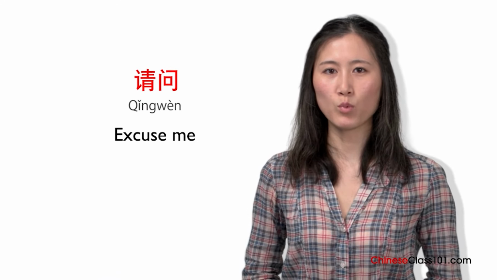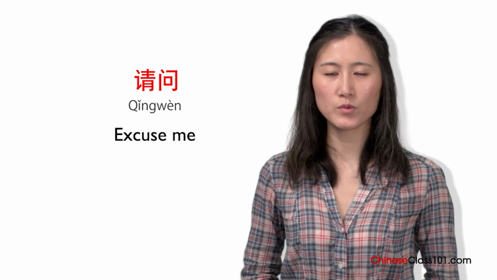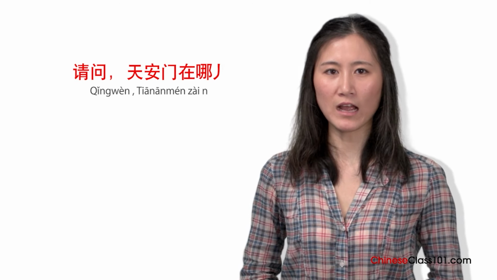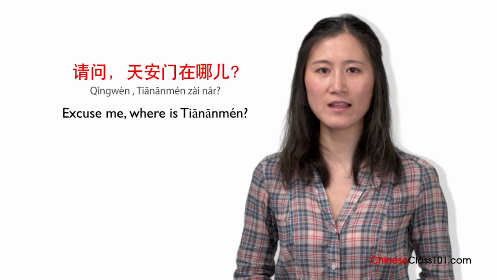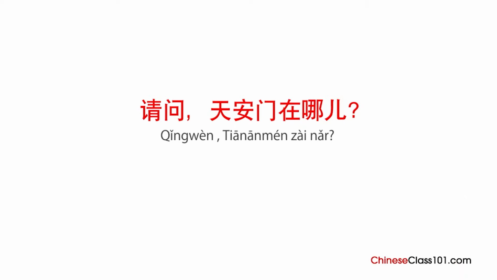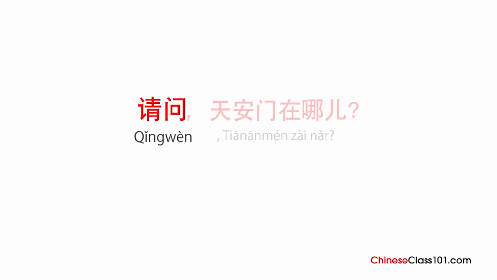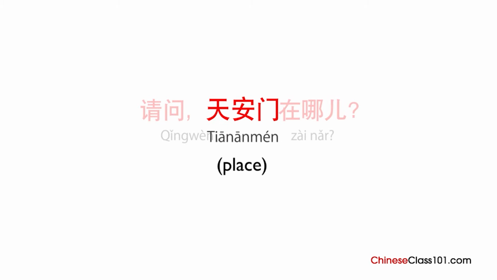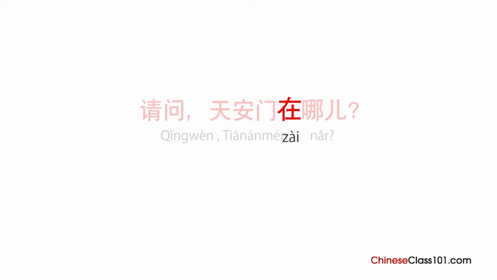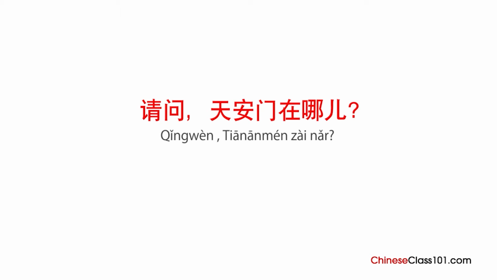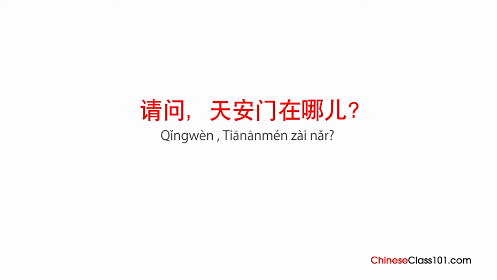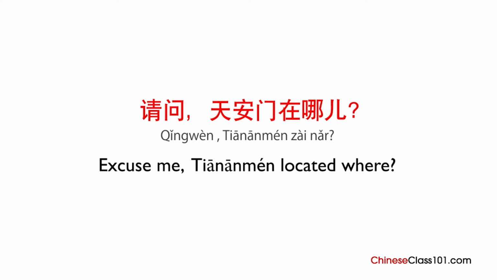The expression 请问 that we learned in the last lesson is used when asking a question. For example, 请问天安门在哪儿? Excuse me, where is 天安门? 请问天安门在哪儿? The first word is 请问, or excuse me. Then comes a place, in this case, 天安门. Next we have 在. This is a word like the English "be". Last we have 哪儿, which means where. Altogether, it means something like excuse me, 天安门 located where?